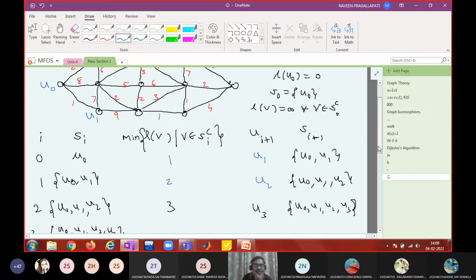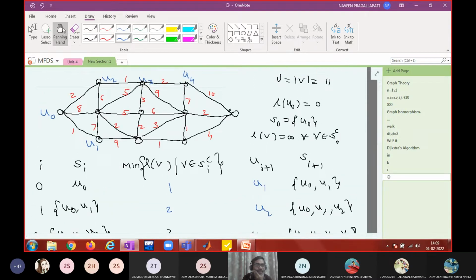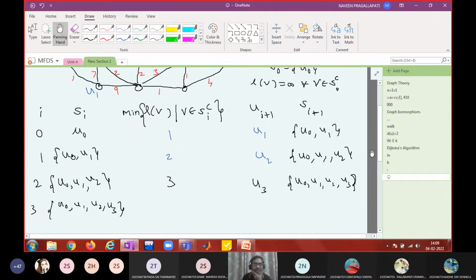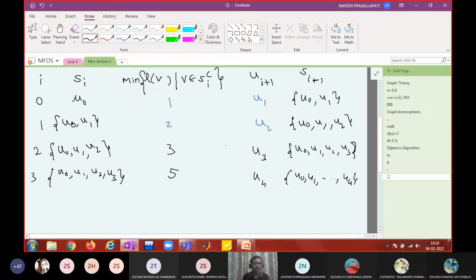So when this is U4, that distance is walk length plus shortest distance from U3 to the source node. That is L of U3, which is 3. 3 plus 2 is 5. So for the next iteration, this is 5 and this is U4. What do you mean by this? The shortest distance from U0 to U4 is going to be 5. So what is my new set? New set is U0, U1, and so on up to U4. Is that okay? U1, U2, U3, U4.